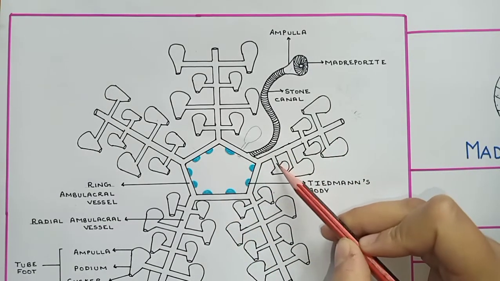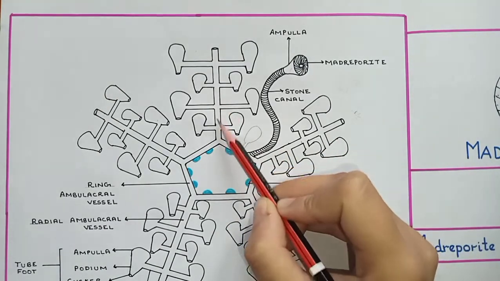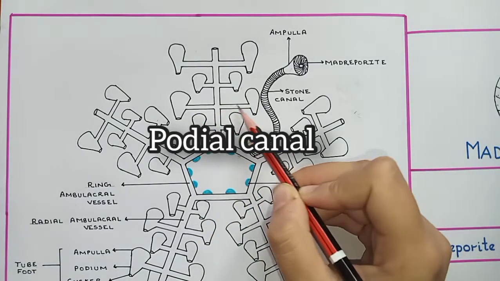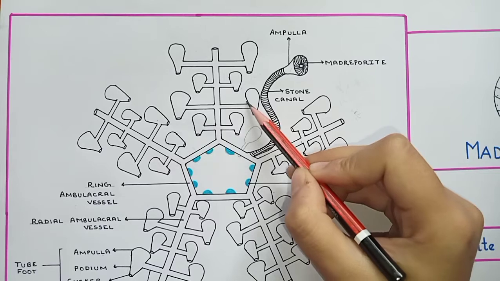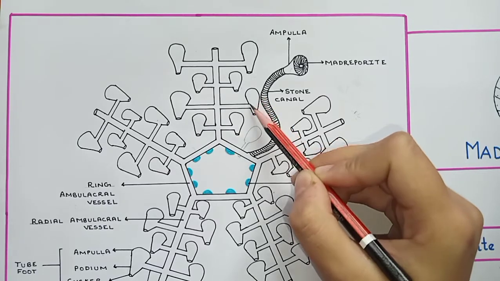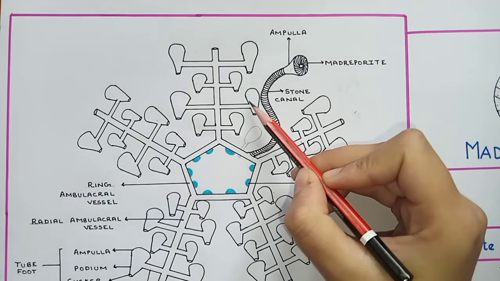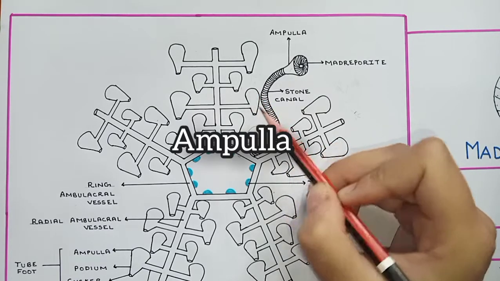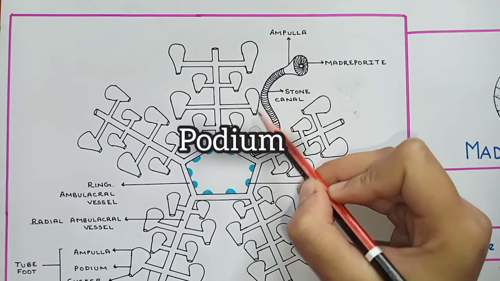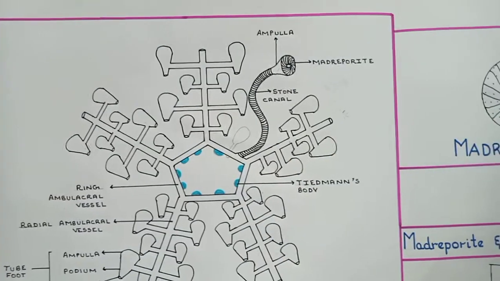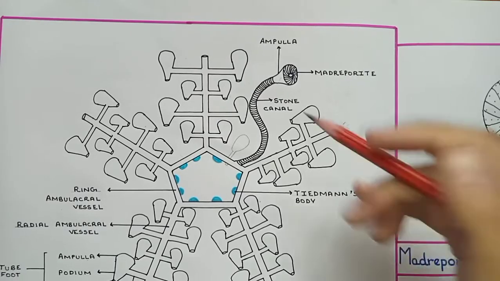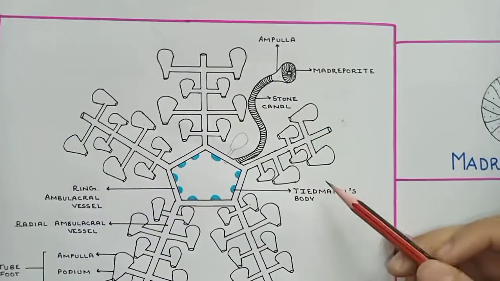Now this radial canal consists of the podial canal, and this podial canal opens into the tube feet. In the tube feet, the upper bulged surface is called the ampulla, then this is the podium, and this is the sucker.